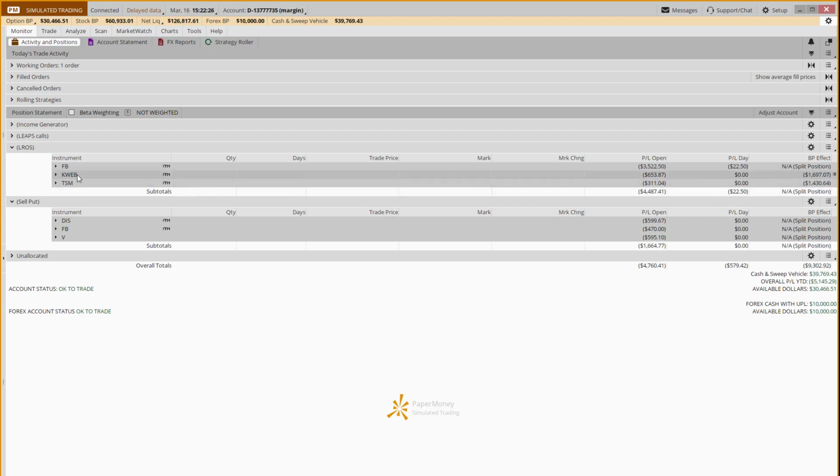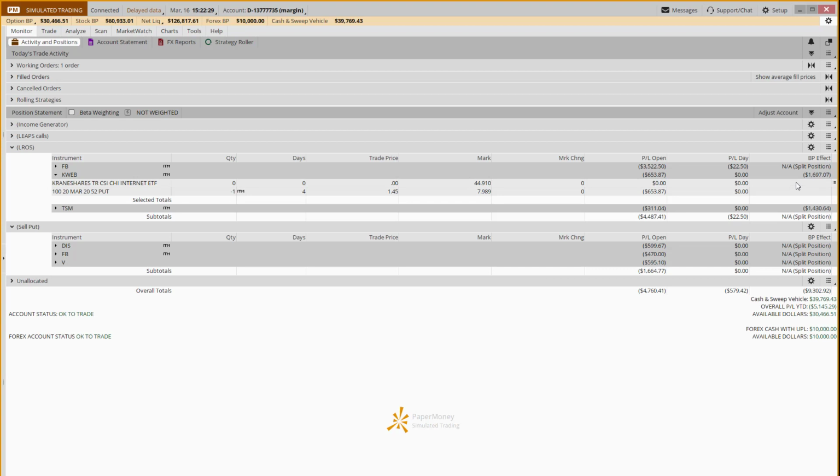Let's say I did a sell put on KWeb. Can you see that they only required $1,600, but the real amount I should be budgeting is actually this: I should take the strike price, which is 52, times 100 shares.